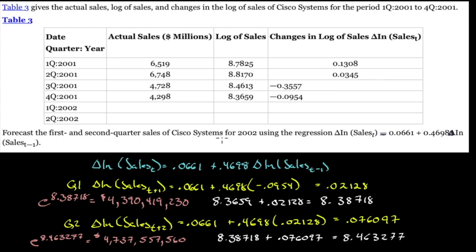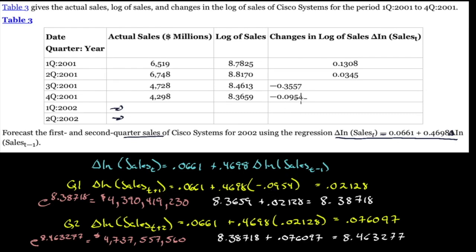Forecast the first and second quarter sales of Cisco Systems for 2002 using the regression. Now it's asking us to forecast the sales. So it wants these numbers in here using the regression as follows, which I've rewritten here in blue. So let's go ahead and do that. Now the first thing we need to calculate are our differences here. From our differences we can get the log of sales, and from log of sales we can get the actual sales.